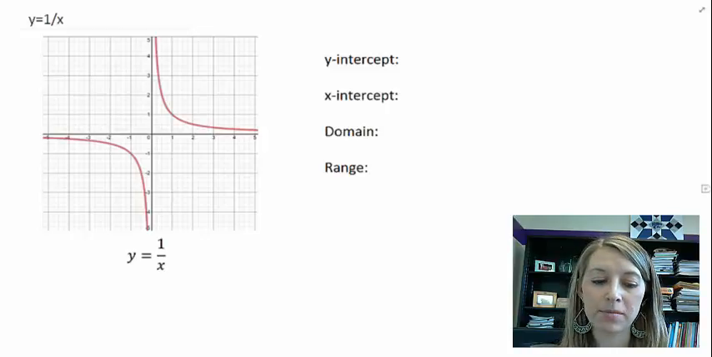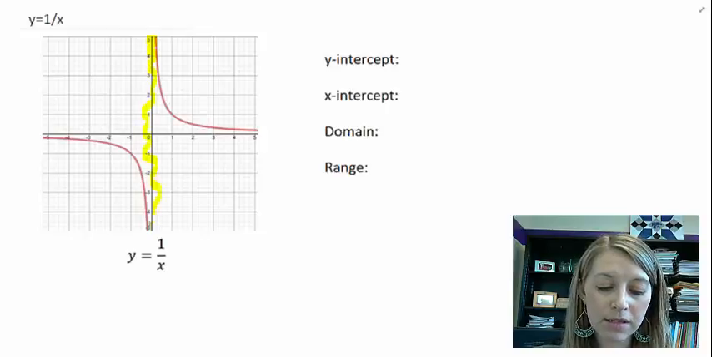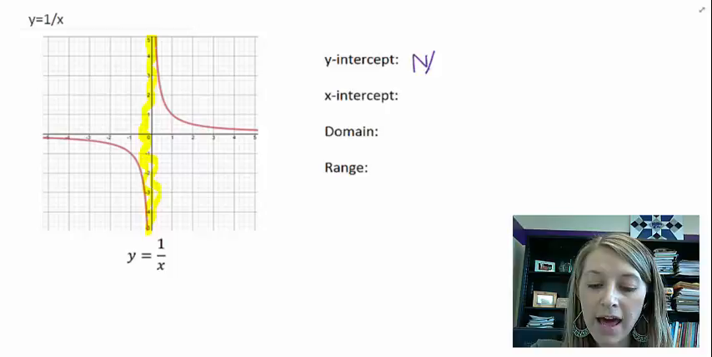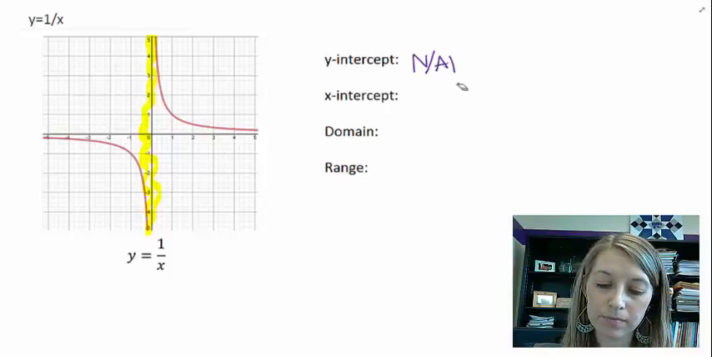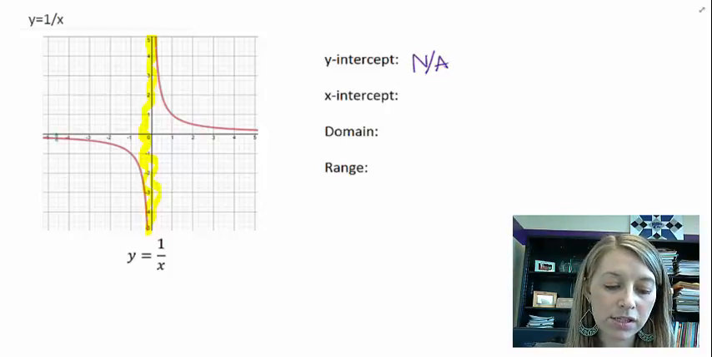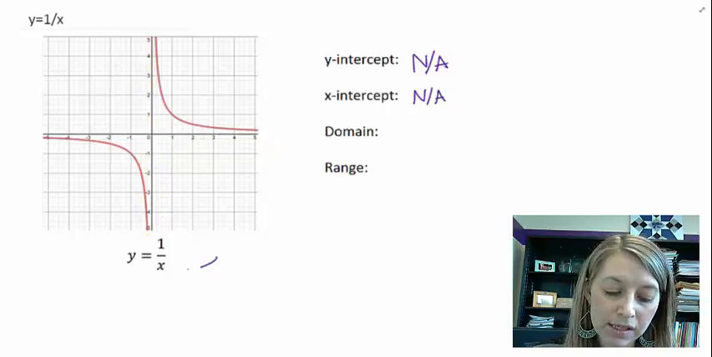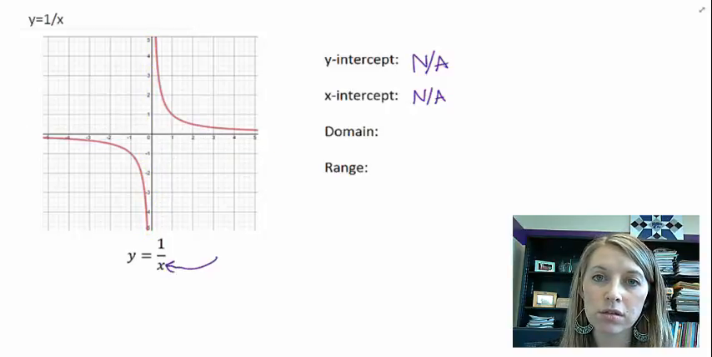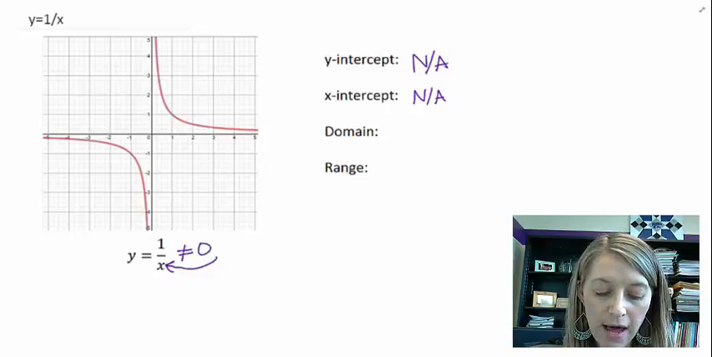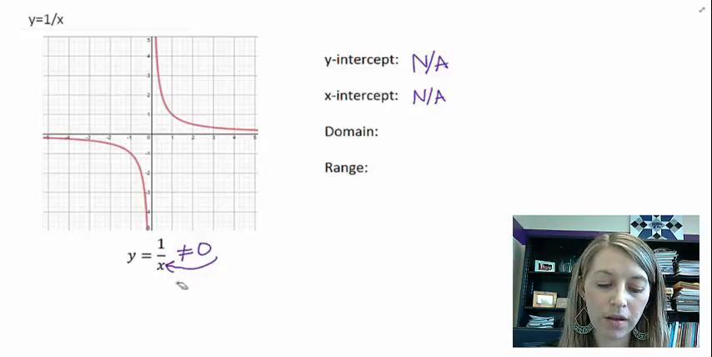X and y intercept. So my y-intercept, notice it never intercepts the y-axis. I actually don't have a y-intercept. My x-intercept, where it intercepts my x-axis, it doesn't. So I actually do not have an x-intercept as well. That's because I cannot plug 0 into my function, and I cannot get 0 out of my function.